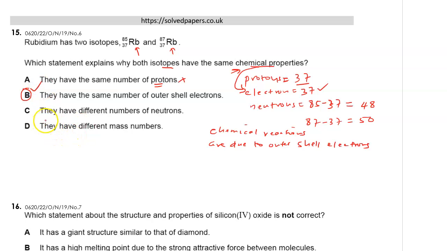Let's see why C is not correct. They have different numbers of neutrons. That is correct. One has 48, the other one has 50, but neutrons do not play any role in chemical properties. So that is not correct. They have different mass numbers. Yes, one has 85 and the other one has 87, but that has nothing to do with the chemical reactions. So the correct answer is B.